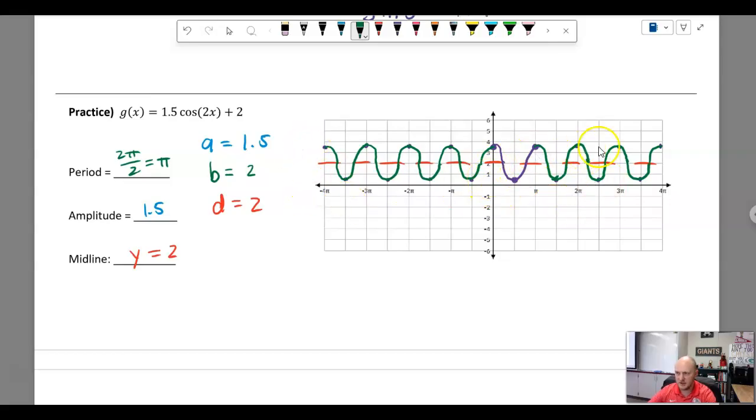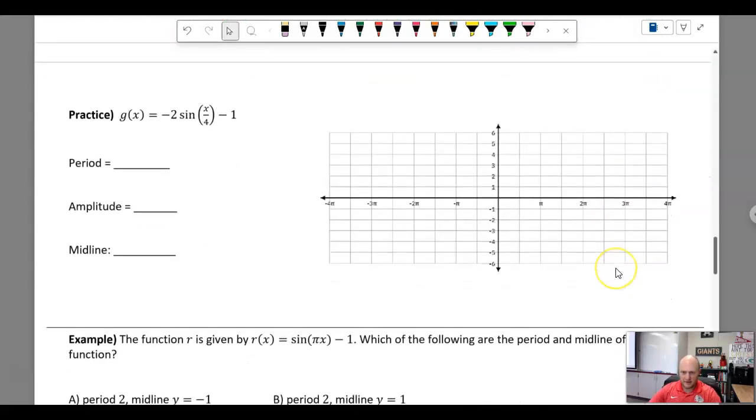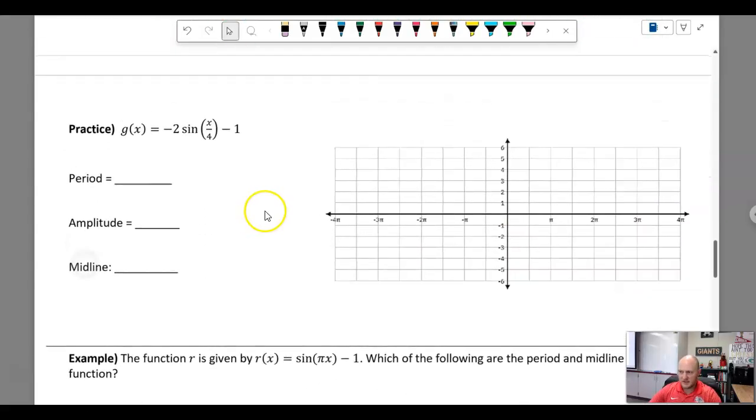Every pi, you have a maximum. In between every pi half, you have a minimum. And in between those, the pi fourths, you would have all these midlines, okay? All right, here is the next practice problem.